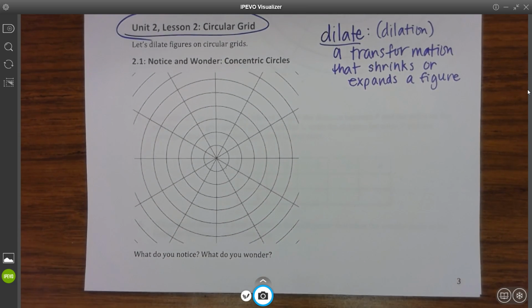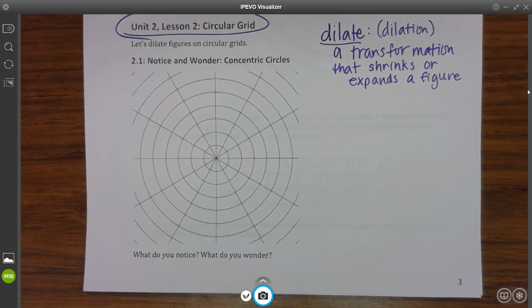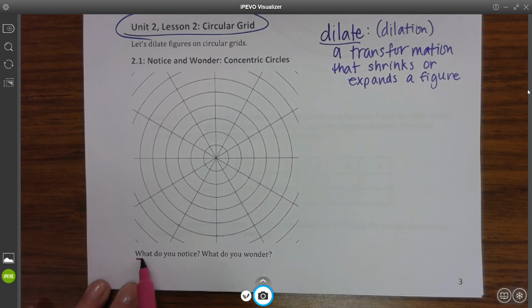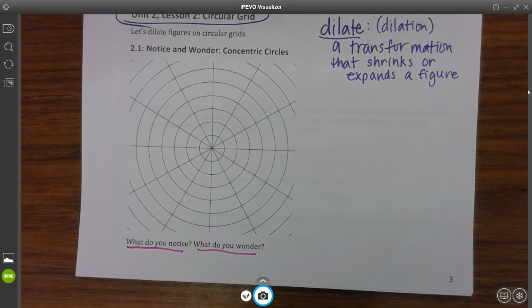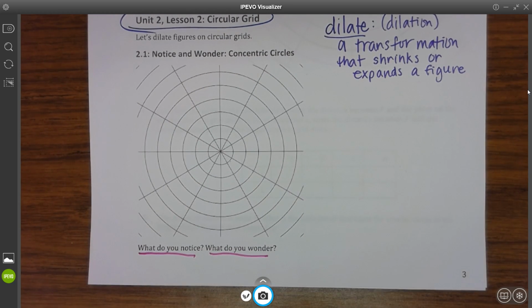All right, so let's take a look at this picture. We have a new grid. Okay, we've seen an isometric grid, a regular grid. This is a new grid. It's a circular grid. And off to the side on your paper, you're going to tell me something you notice, something you wonder. So one thing you notice, one thing you wonder.